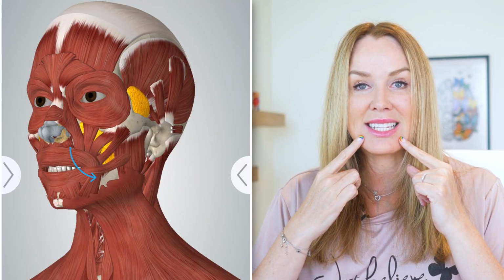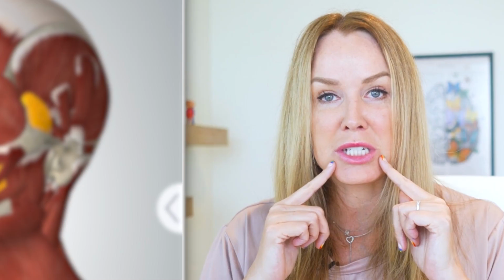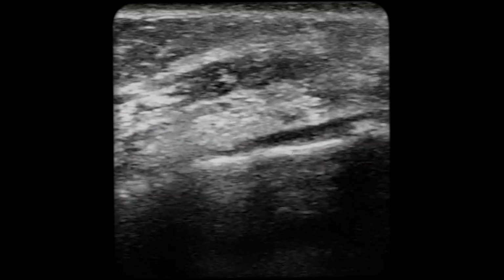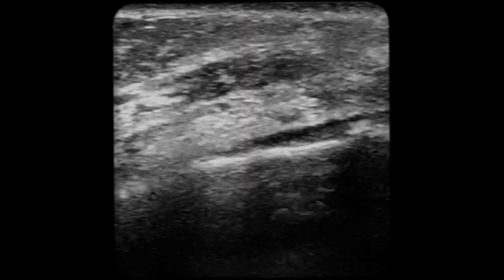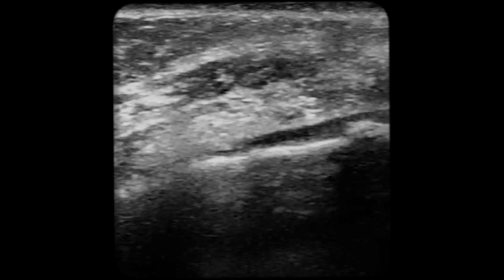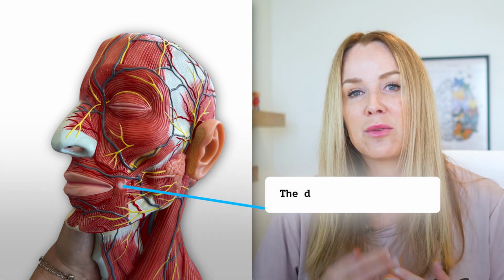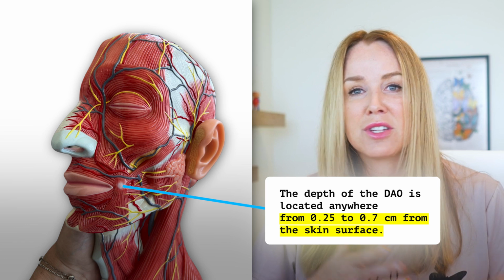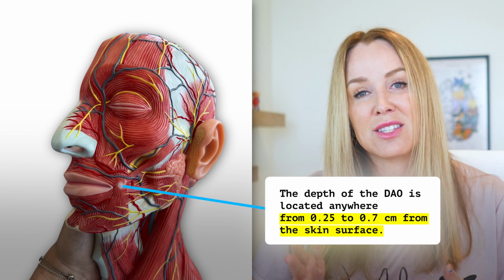The DAO depresses the oral commissures, like that. Prior to ultrasound, even though I have had the experience of multiple cadaver workshops, I didn't really understand the depth of the DAO. Now that I can scan patients, I can see how superficial, but also how deep the DAO truly is. Studies show from one person to the next, and depending on the location that the DAO is injected, the DAO can range from 0.25 to 0.7 centimeters from the skin surface.